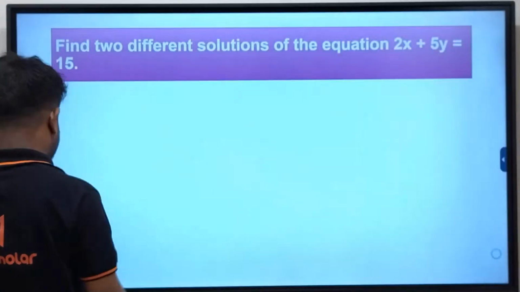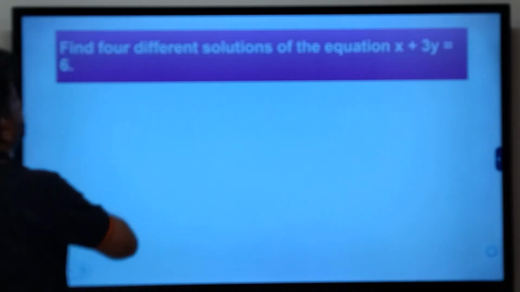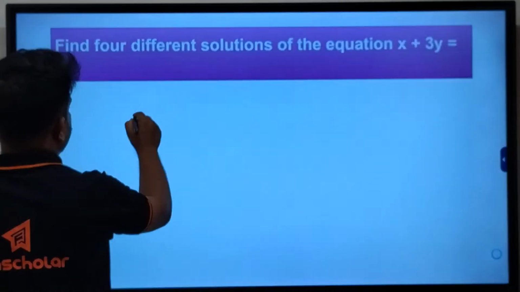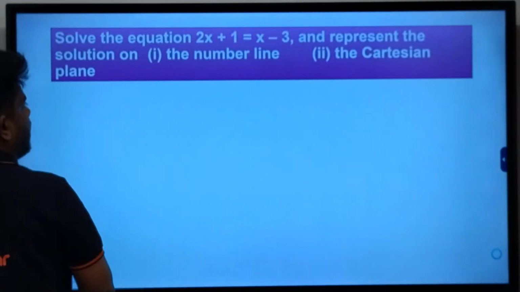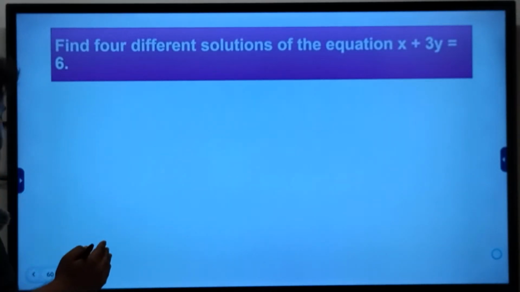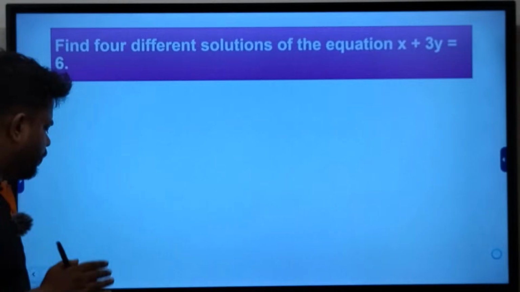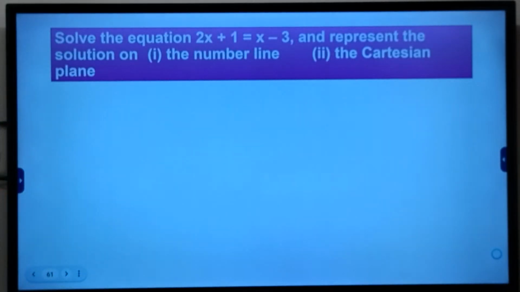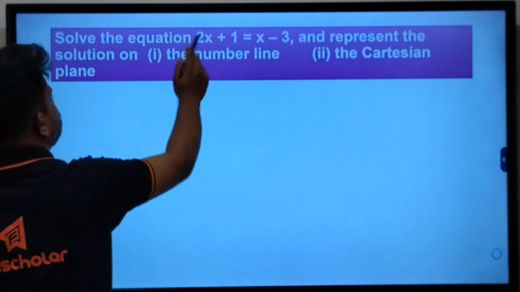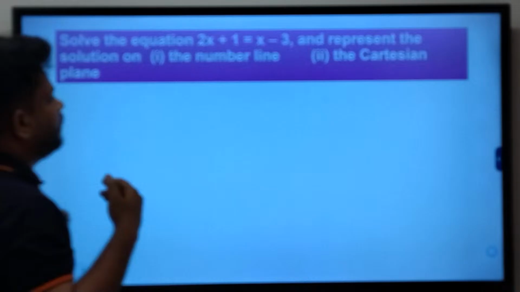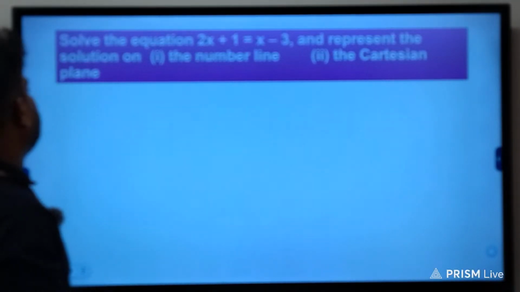Find 4 different solutions. This can also be done by writing this and putting in 4 different values. This one you can do at home. Okay, the next one: solve the equation 2x plus 1 equals x minus 3 and represent the solution on the number line and the Cartesian plane.